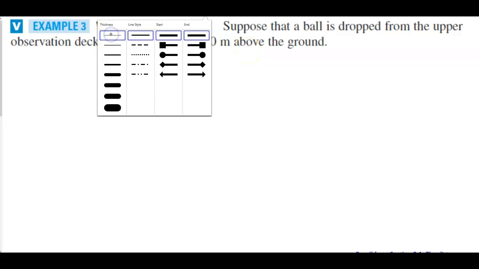Example 3, velocity of a falling ball. Suppose that a ball is dropped from the upper observation deck of the CN Tower, 450 meters above the ground. So the first thing we need to do is find the velocity both when t is equal to 5 and when the ball hits the ground.